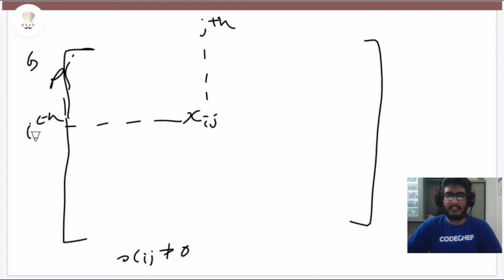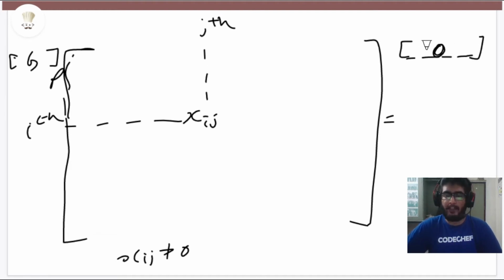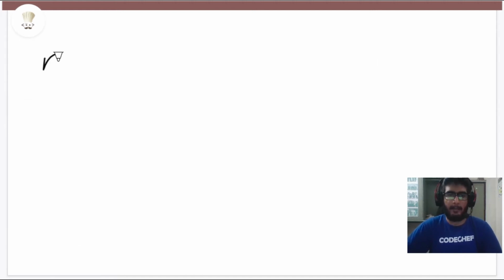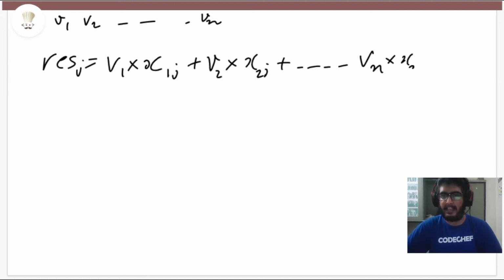And if we multiply this matrix with a vector v, the jth column of the resultant vector, we are multiplying 1 by n vectors, so this is not the correct one, this is the correct one. The jth value of the resultant vector, resultant j, is going to have an equation like this. Let's say the initial vector was v1, v2 up until vn. Then we have v1 into x1j plus v2 into x2j plus up until vn into xnj.